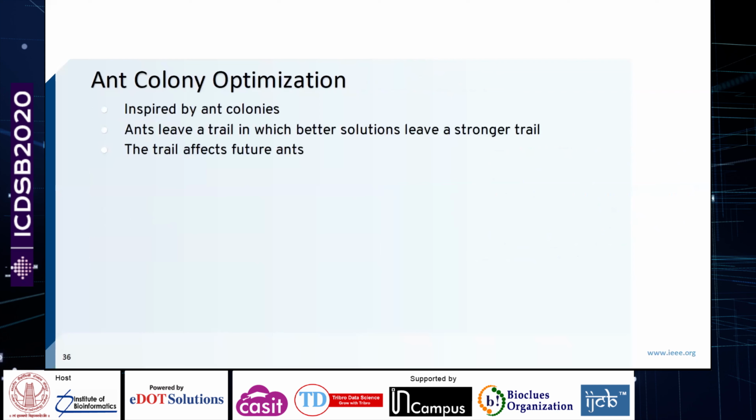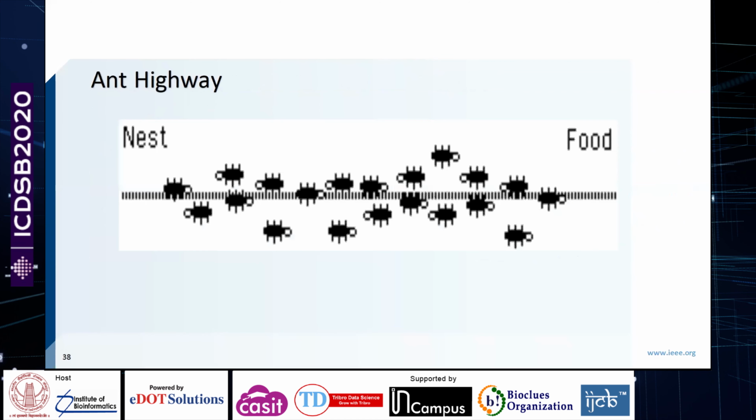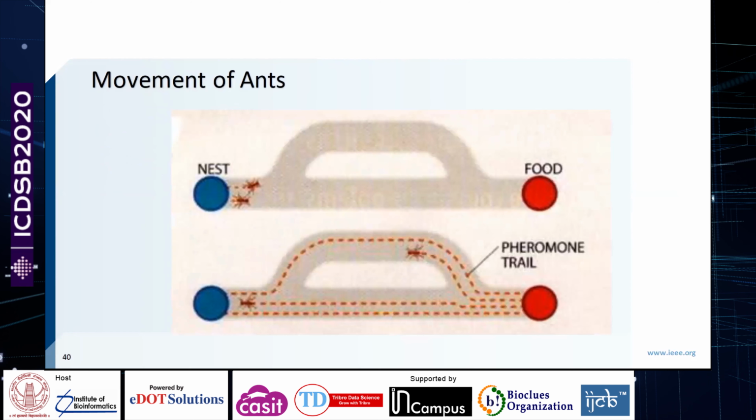So you can also use ant colony optimization. Ant colonies are inspired by the cooperative search behavior of real life ants. If we drop a little bit of sugar at home or workplace, a colony of ants comes. So the idea is the ants can deposit and sense pheromone. Not only can they deposit pheromone, they get attracted to the pheromone-rich trail. So using this pheromone deposition and sensing, the ants establish the shortest route from the nest to the food and back.